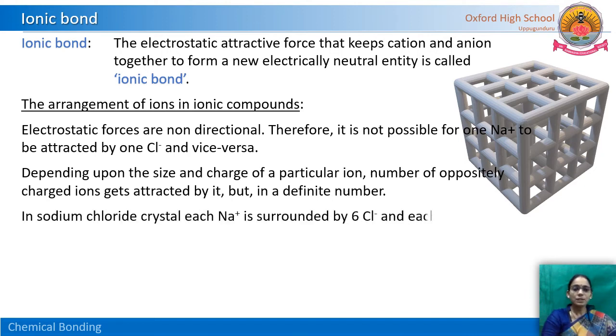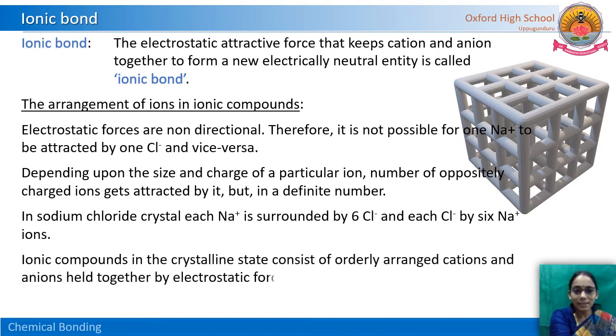See here, in the sodium chloride crystal, each Na plus is surrounded by 6 Cl minus ions and each Cl minus by 6 Na plus ions. So it is in a particular definite shape. That means each ion is surrounded by, or gets attracted to, a particular number of ions only. So here in NaCl, each sodium is surrounded with 6 chloride ions. Similarly, each chlorine is surrounded with 6 sodium ions.